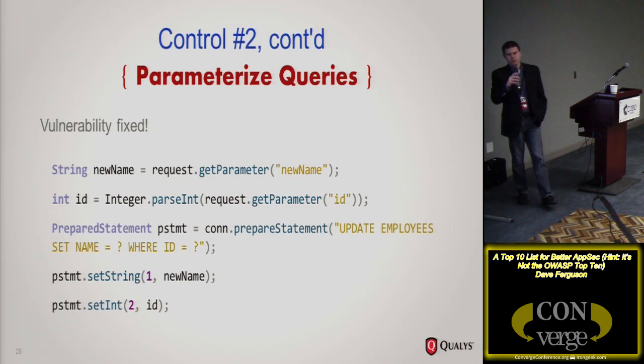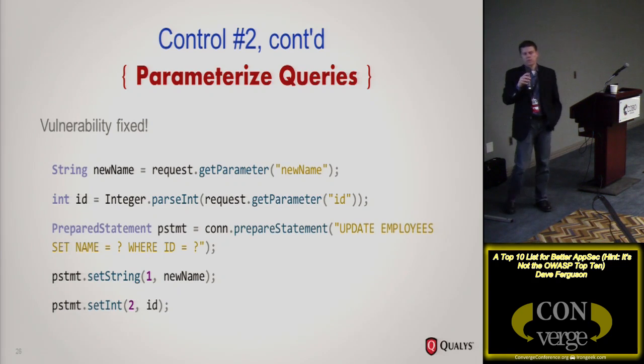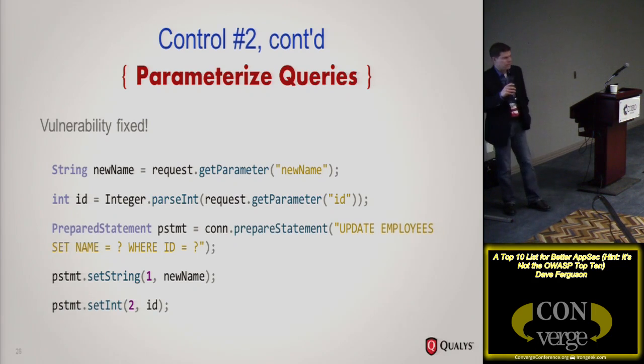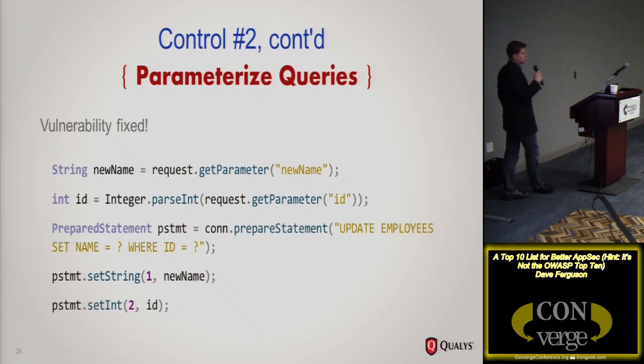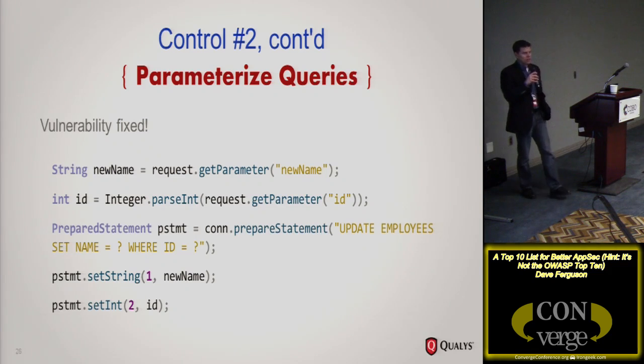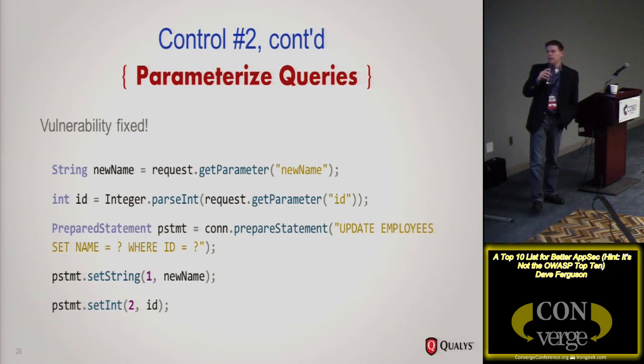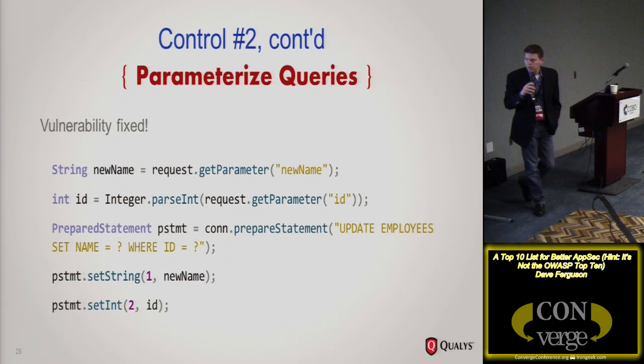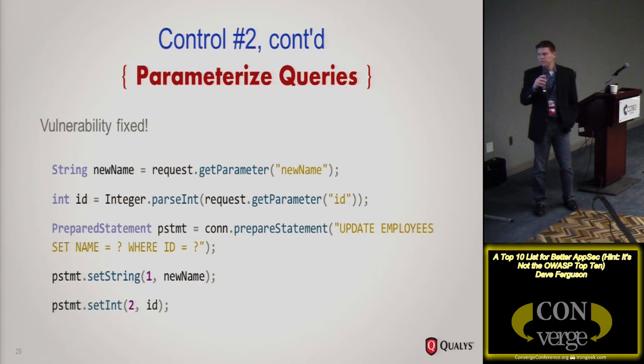So this is where the query is getting parameterized. In other words, the parameters are the name and the ID, and so that's the question mark. The question marks are basically placeholders for the actual data. And so in the last two lines, you see that the placeholders are getting set to the actual values using a set string and a set int call.